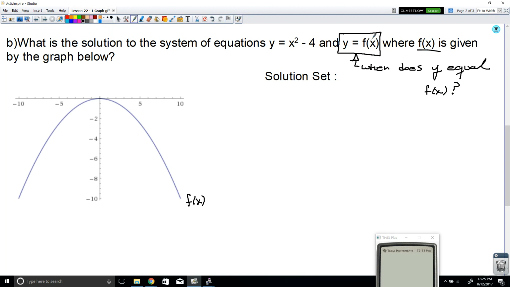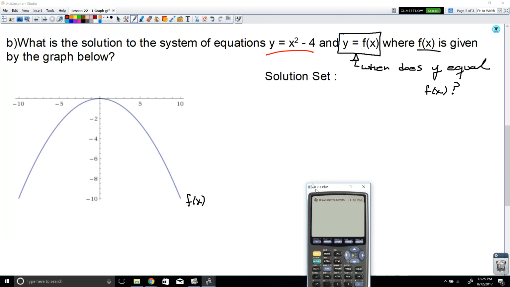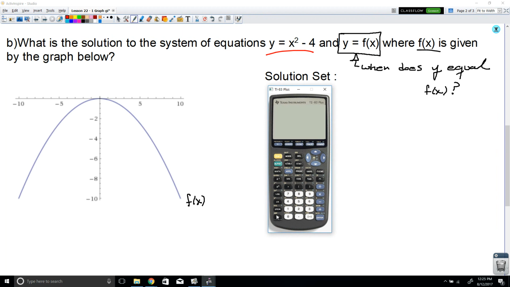But at least we know f of x is this graph. But we also know that y is being given by x squared minus 4. So let's graph y equals x squared minus 4, because this is what we were trying to answer. When does y equal f of x? F of x is here. Let's graph y on top of it, and let's see when they're equal to each other, or let's see where they intercept. So second, let's put the equation that we want to graph here, x squared minus 4.